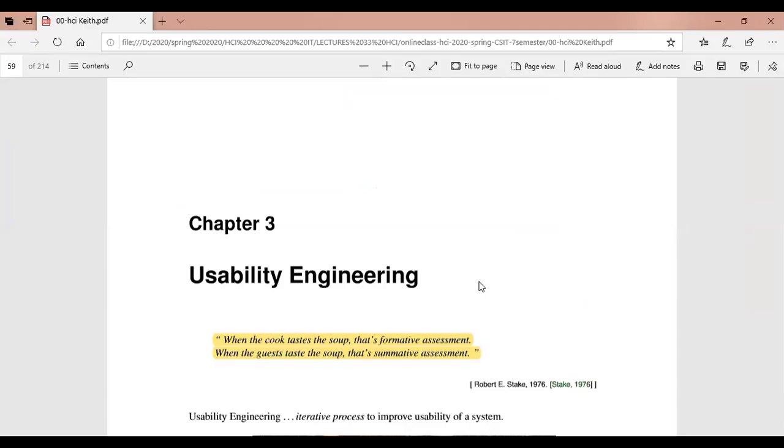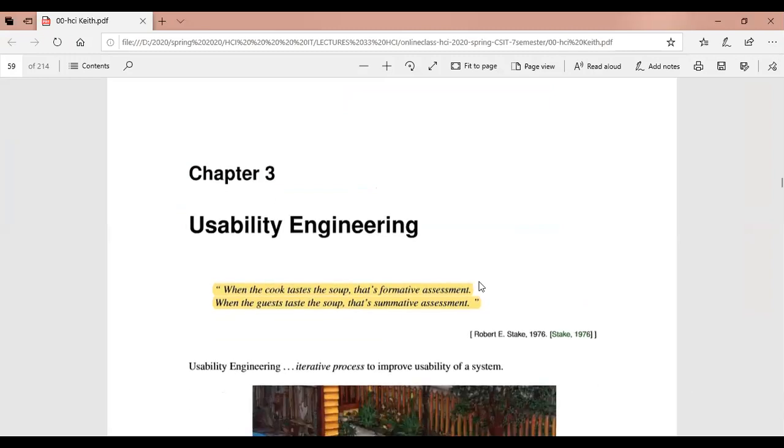Here we have usability engineering in chapter number 3. In this chapter, we discuss the definition of usability engineering. Actually, usability engineering is an iterative process to design the complete system, or until the acceptance of the system by the user or organization or any kind of state.